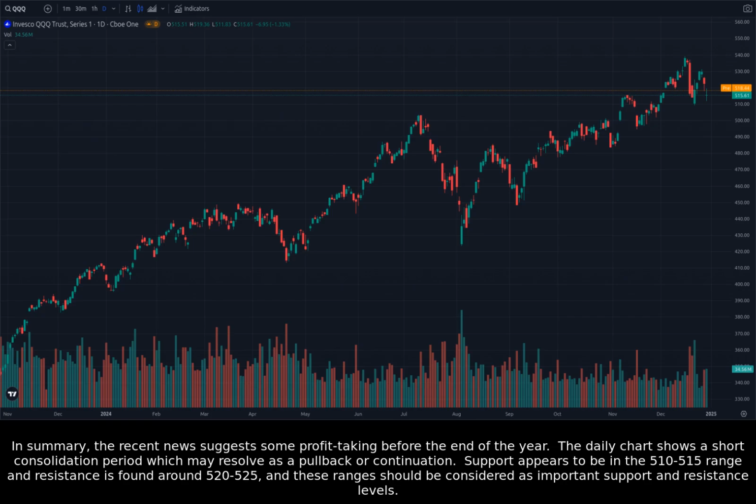In summary, the recent news suggests some profit-taking before the end of the year. The daily chart shows a short consolidation period which may resolve as a pullback or continuation. Support appears to be in the 510 to 515 range and resistance is found around 520 to 525, and these ranges should be considered as important support and resistance levels.